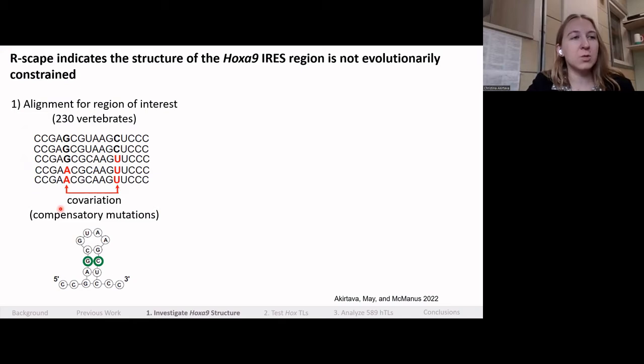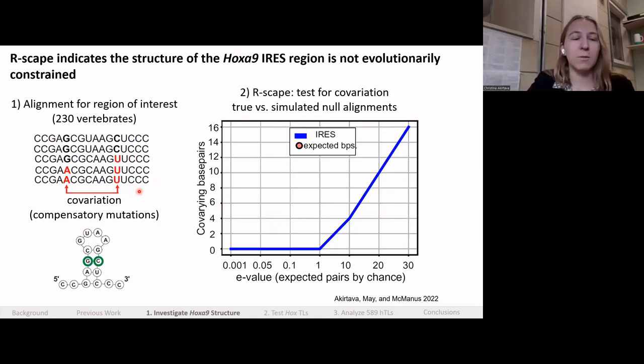So the reason to do this is if we see significant covariation amongst the alignment, we could conclude that the structure is actually conserved. So for example, if you had a mutation which changed a nucleotide, you would see a compensatory mutation which rescued the structure. So using the program known as RScape to test for structure covariation, we found these results to the right.